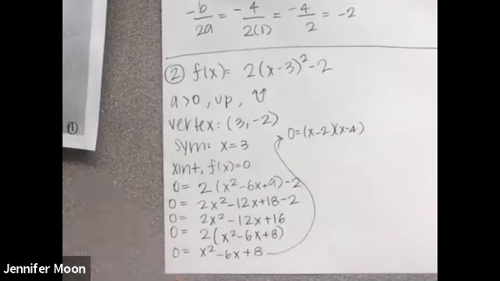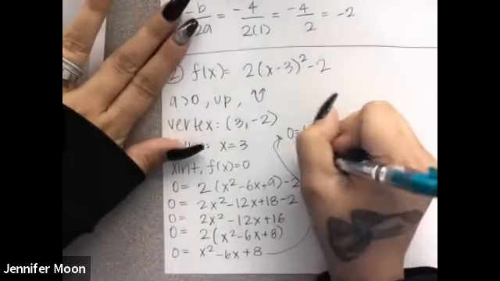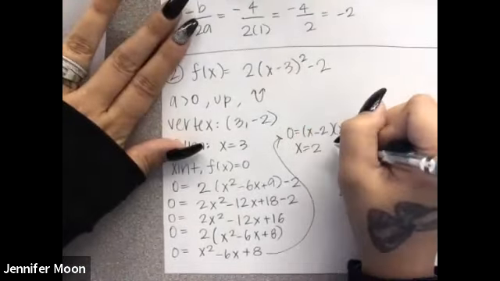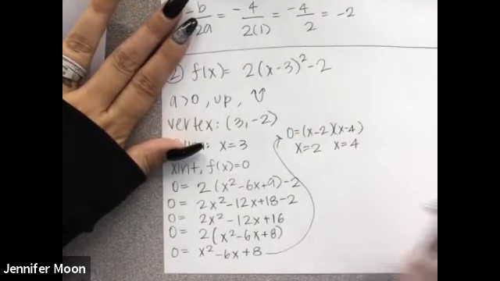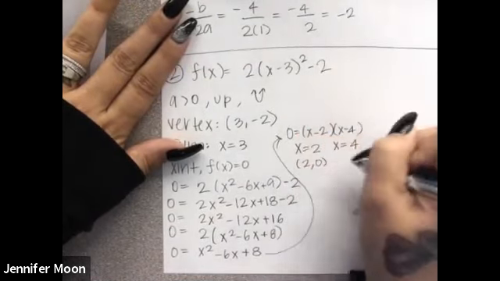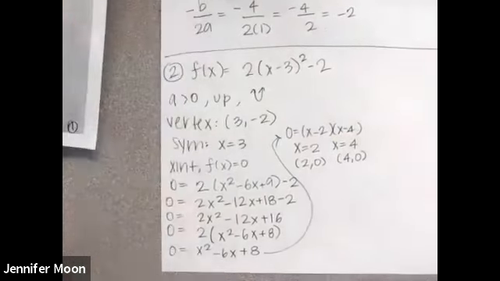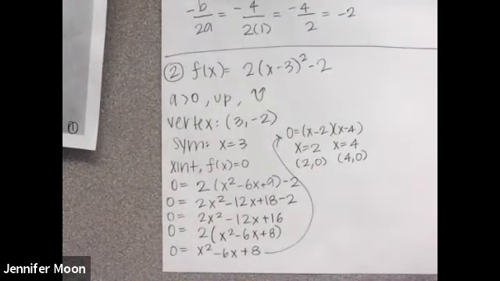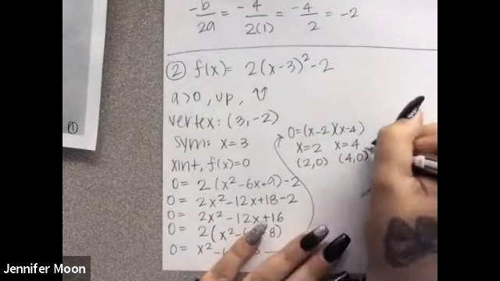Because I have factors set equal to 0, I would set each factor equal to 0, and what I would get is x equals 2 and x equals 4. Written as ordered pairs, I would get (2, 0) and (4, 0). Those are my x-intercepts right here.